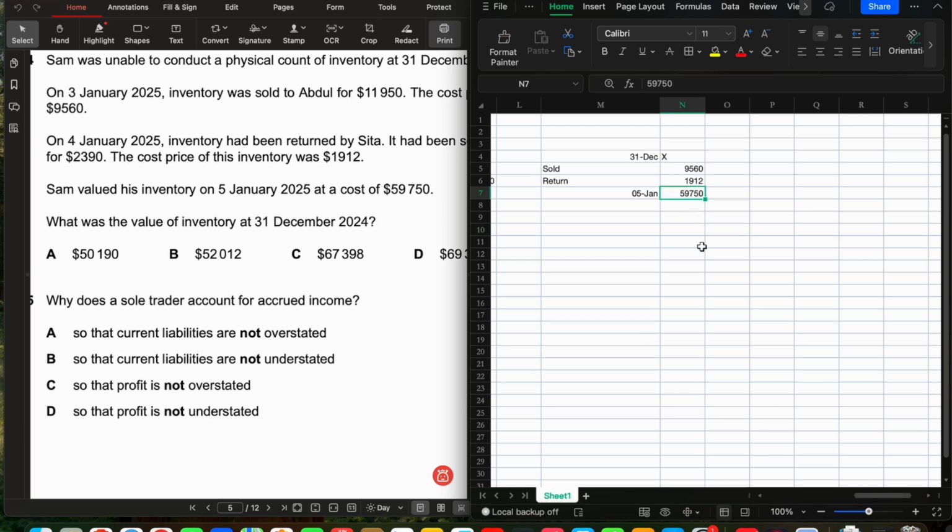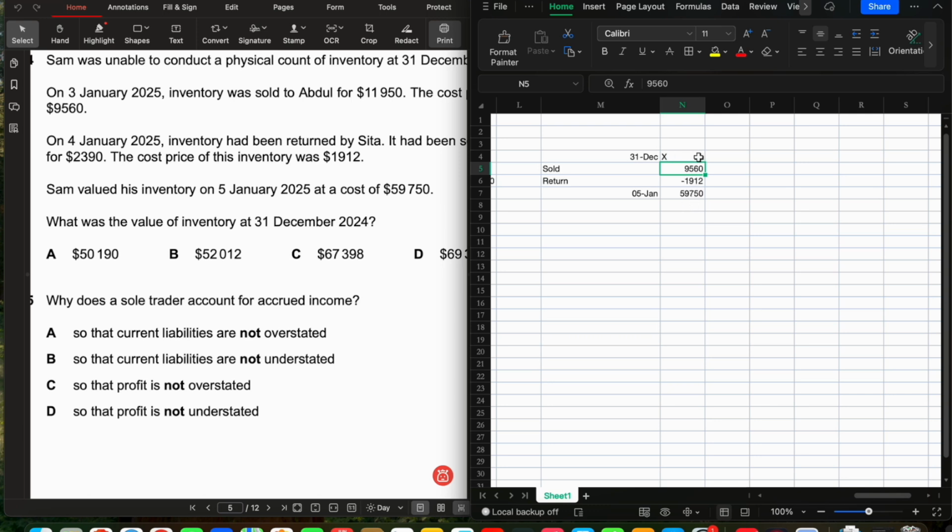Okay, so this is the value that we have after these two transactions, but we would not know that Sita would return the product, so we'll still consider this as sales, and this cost of inventory is not with me and is with Sita. Okay, and these sales happened after 31st December, so on this day I would not know that I would make a sale on 3rd for 9,560. Okay, so I'll add it back to my inventory.